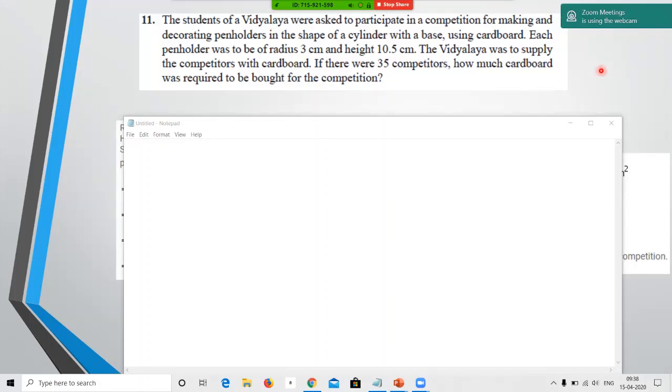The students of a Vidyalaya, which is nothing but a school, were asked to participate in a competition for making and decorating pen holders. As soon as the word pen holder comes to your mind, you will see that it is with a base closed, but the top open, in the shape of a cylinder with a base, using cardboard. Each pen holder was to be of radius 3 and height 10.5 centimeters. The Vidyalaya was to supply the competitors with cardboard. How will you calculate the amount of cardboard now?